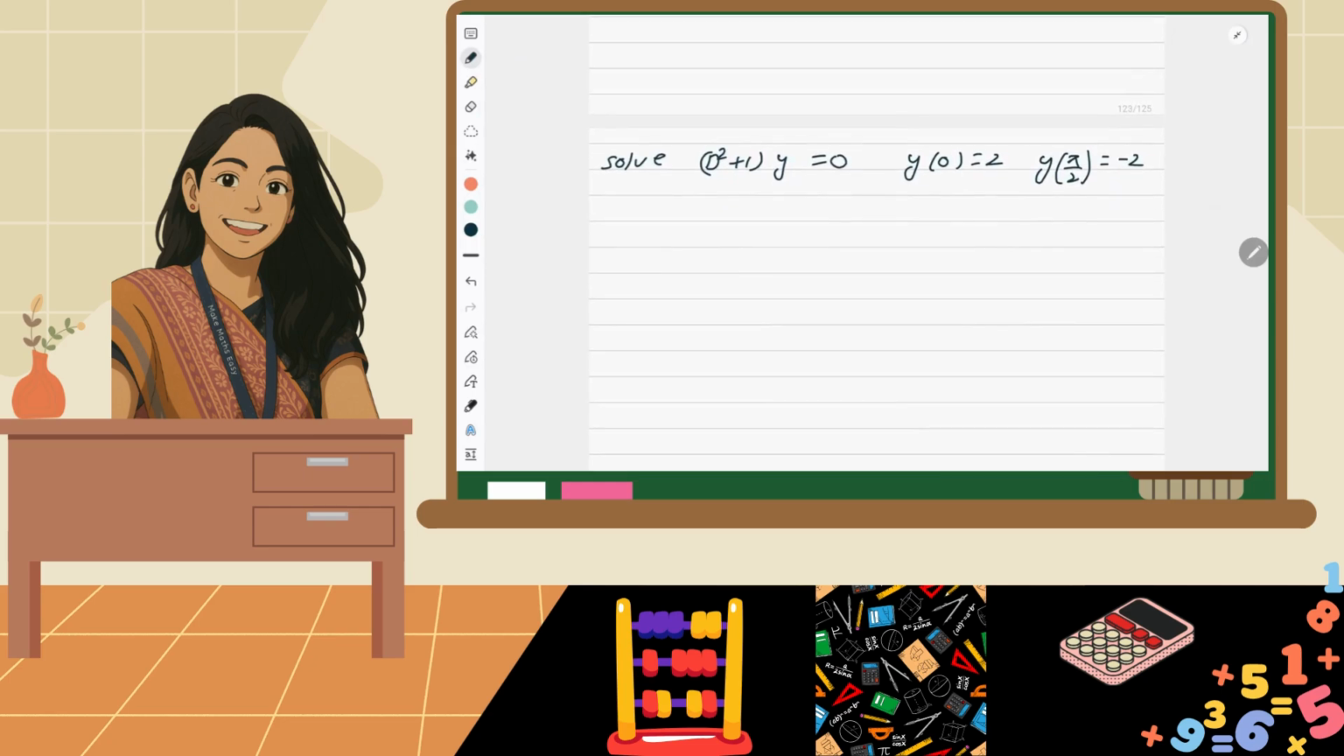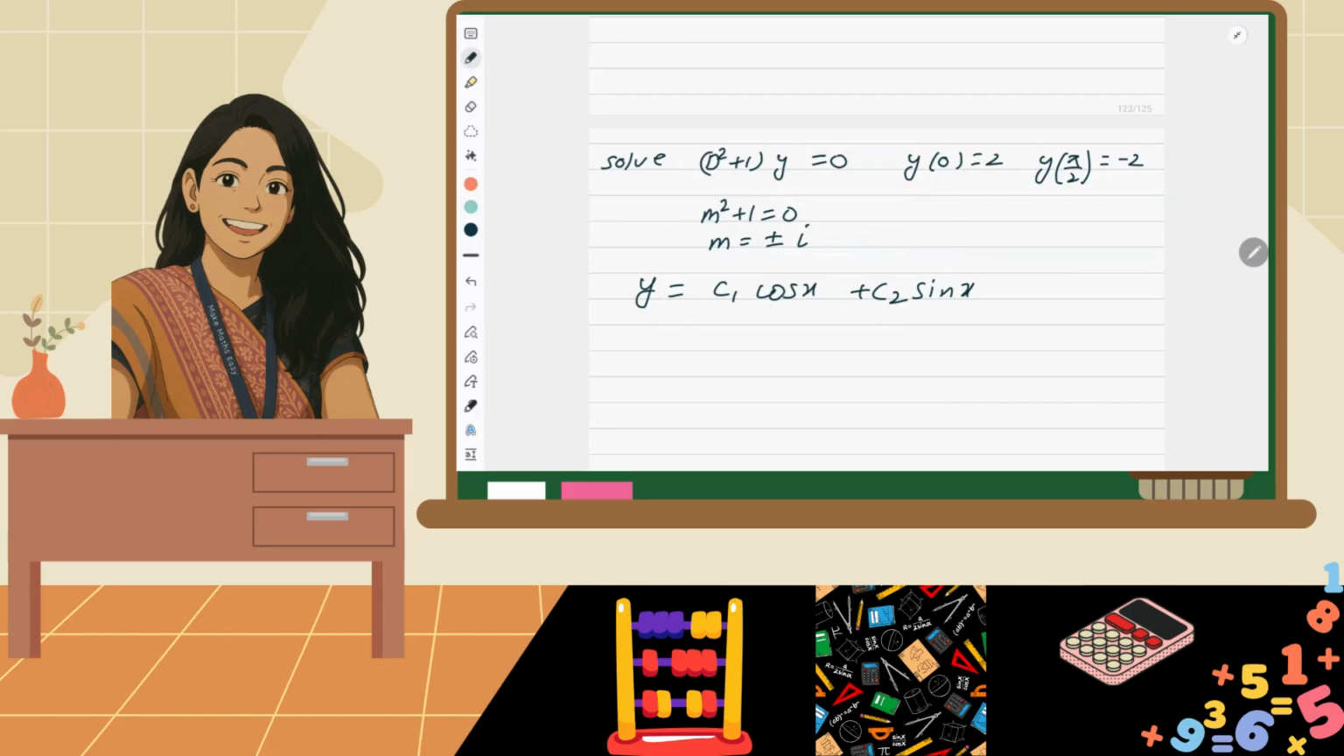Okay, so now this question, see, the derivative is not given, so you have to be alert about this. So what is the auxiliary equation? m square plus 1 is equal to 0. So m is equal to plus minus i. So what is the complementary function? y is equal to c1 cos x plus c2 sin x.